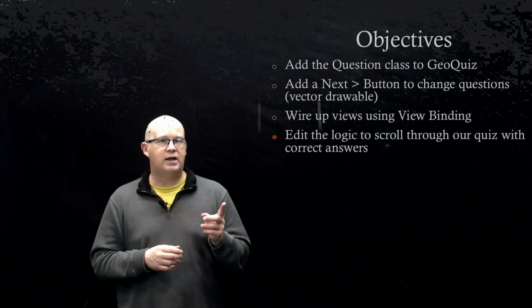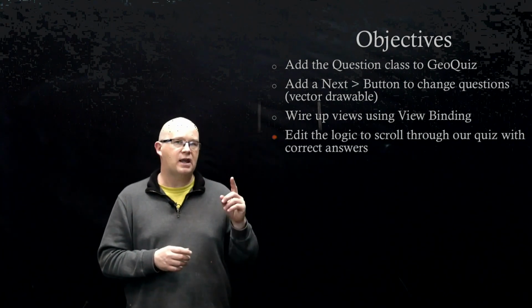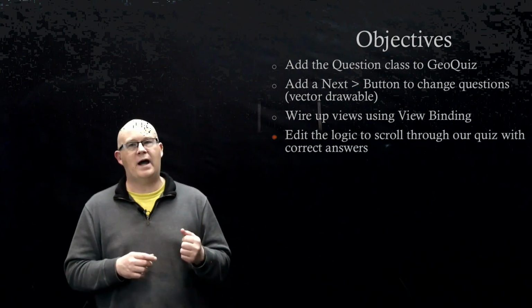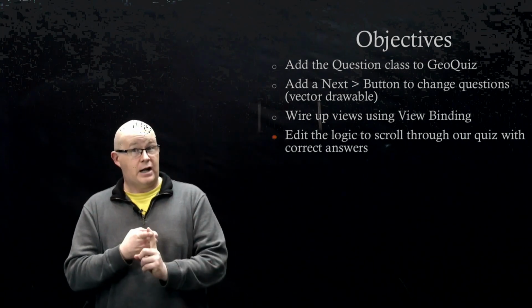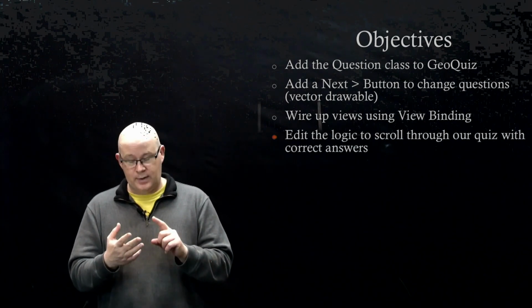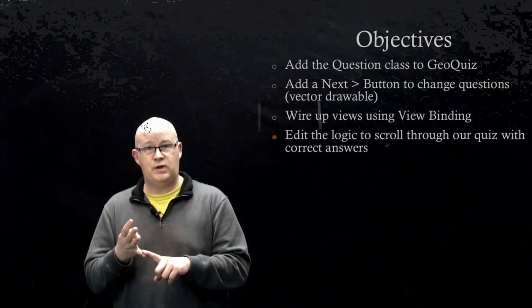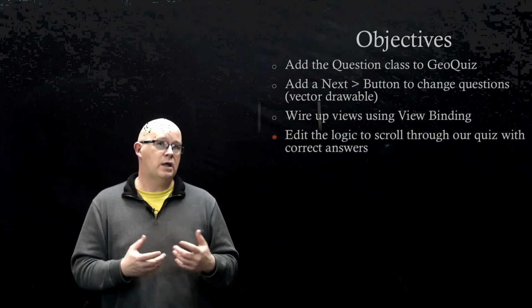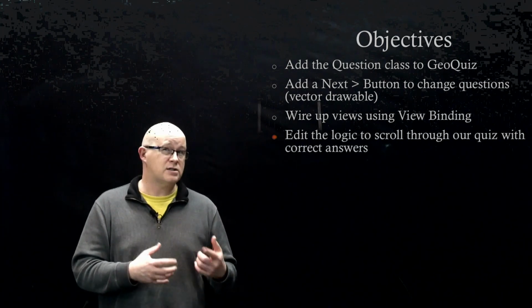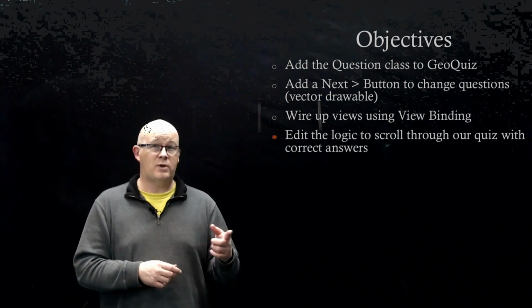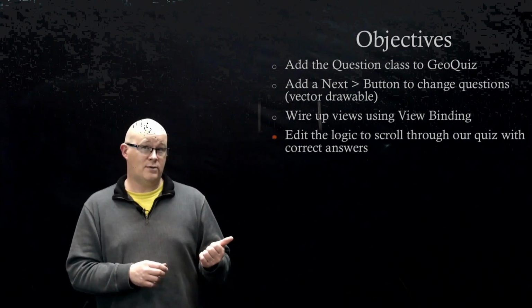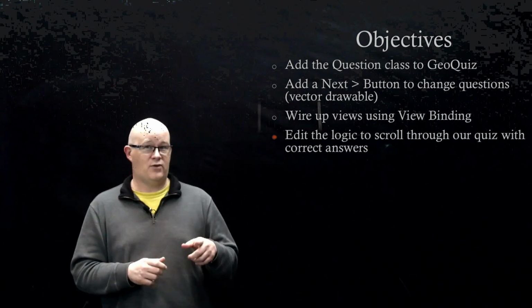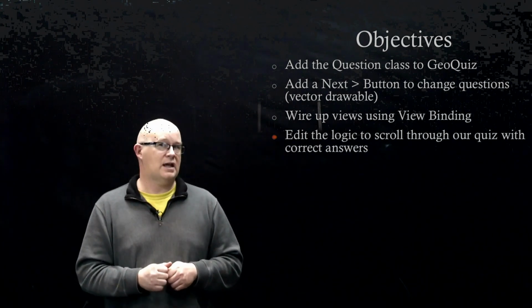All right, so we added the question class, and we added the next button, and we updated the user interface, and then we used view binding to wire up not only our next button, but also our true button and our false button and our text view. And then we changed the logic so that as it scrolled through, it would give us the correct toast for whether we got the question right or not. And we can scroll through. Now we can only scroll one direction. And it would be nice if we could scroll left or right or do some other things, but I believe that might be an assignment for you guys.